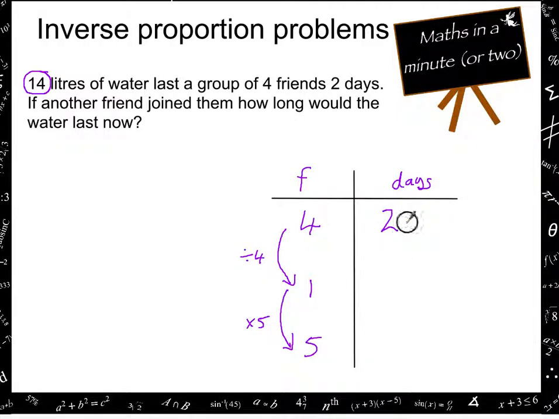And we do the opposite on the other side. So rather than dividing by 4, we times by 4. Keep that on the calculator. This time it's not going to be so nice. And then we're going to do the opposite of times 5, which is divide by 5. And that ends up with 1.6. So for 5 friends, it would actually only last 1.6 days.